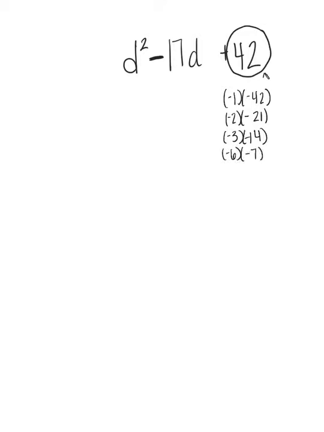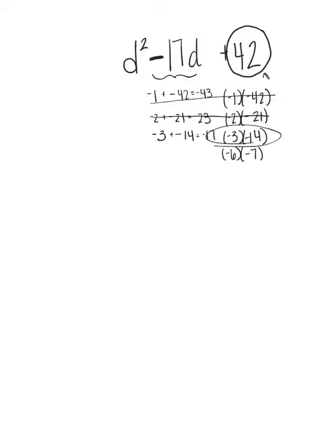All right, now I need to look at the pair of factors that together when added up are going to give me this. So negative 1 plus negative 42 is negative 43. This one does not work. What about negative 2 plus negative 21? Negative 23. Not 17. These don't work. Negative 3 plus negative 14 equals negative 17. Woohoo! These are my factors.